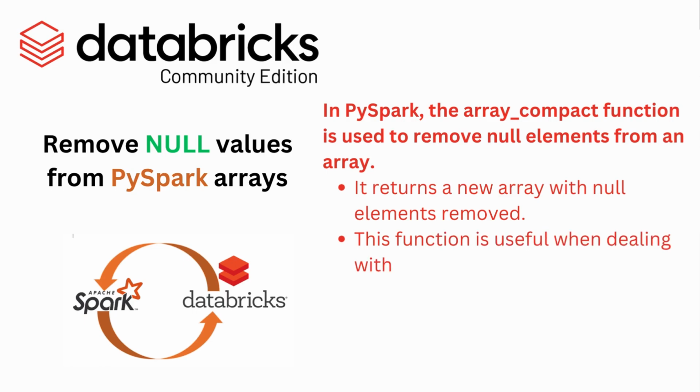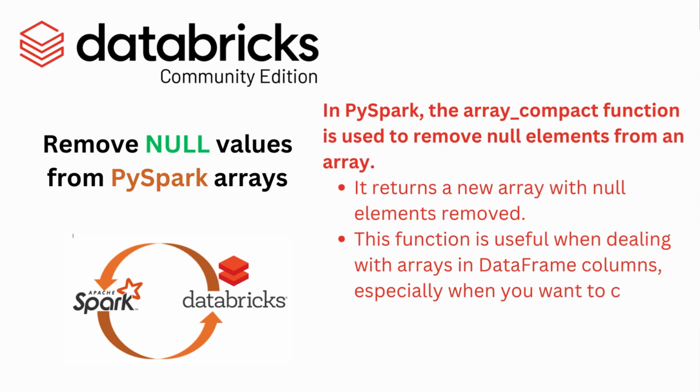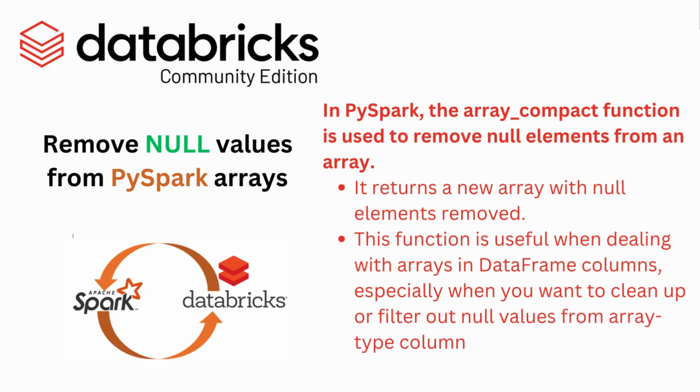This function is useful when dealing with arrays in DataFrame columns, especially when you want to clean up or filter out null values from array type columns. For example, if you are working as a data scientist and you want to create some categorical variables or binary variables, then this feature will be very useful for you.